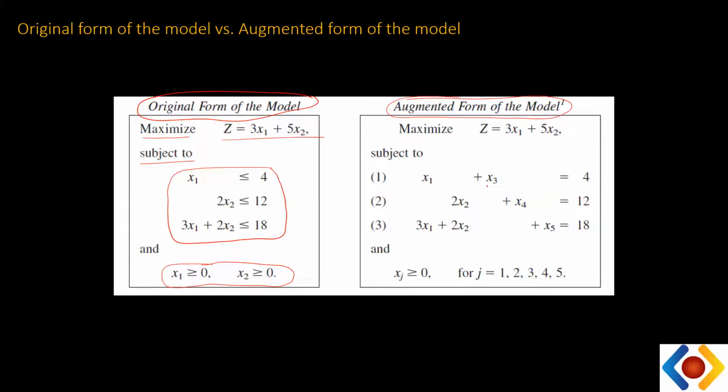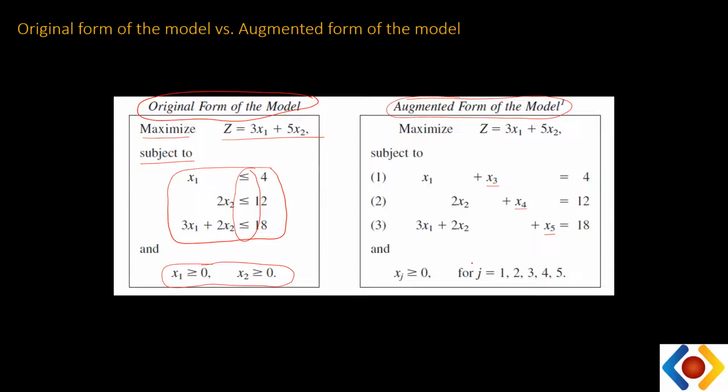These are the new slack variables which we have introduced to convert these inequalities into equalities. Each one of them, including x1, x2, has to be greater than or equal to 0, so that non-negativity constraint is applicable to each one of them. Therefore, we say xj is greater than or equal to 0. What is j? j is 1, 2, 3, 4, 5. So x1 is greater than or equal to 0, x2 is greater than or equal to 0, x3 is greater than or equal to 0, and so on. Everybody clear about this? No confusion?